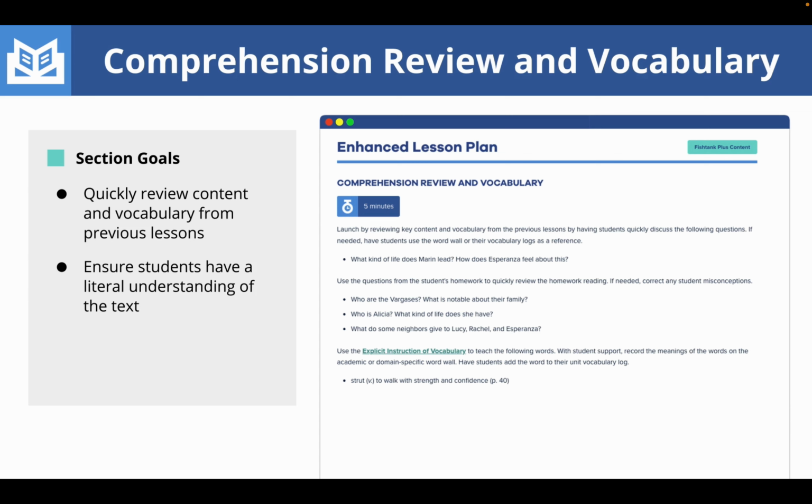Reviewing literal meaning of the homework from the night before can happen by quickly reviewing 1 to 2 of the comprehension questions that are the highest leverage for the lesson, using the questions as a comprehension quiz, having students check their answers with partners, or correcting any misconceptions before launching into the close reading. Finally, in this section, teachers explicitly teach any new vocabulary words.